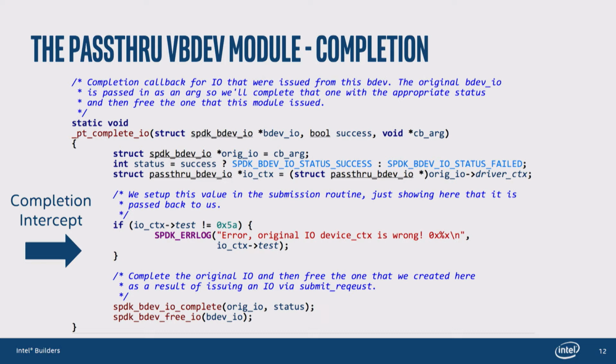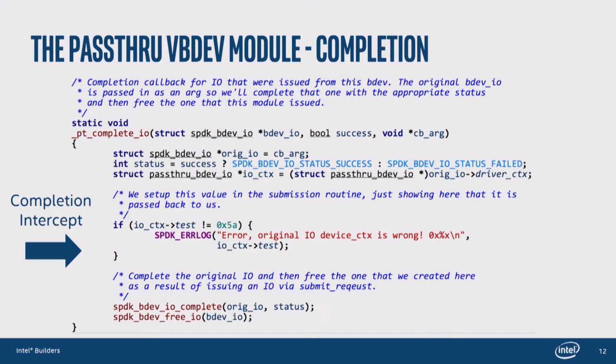So now I'm going to do whatever I'm going to do with the completion, if I'm going to do anything with it at all. And I'm going to complete the original I/O with whatever status either came back to me or is a result of an operation I did, either on my submission or completion end. I'm going to complete that I/O back up the stack, and then I'm going to free the bdev I/O that just completed, which is the one that I allocated because I'm a vbdev pass-through module itself.